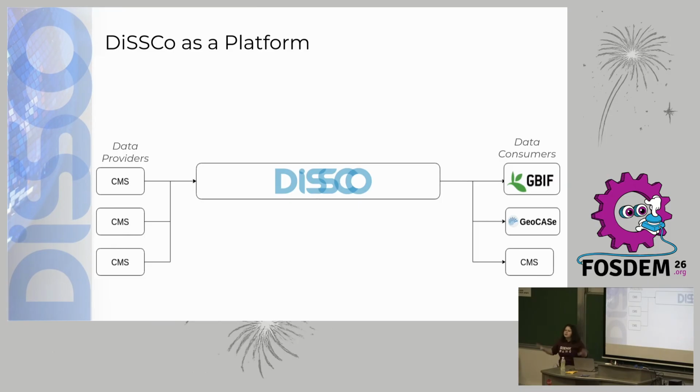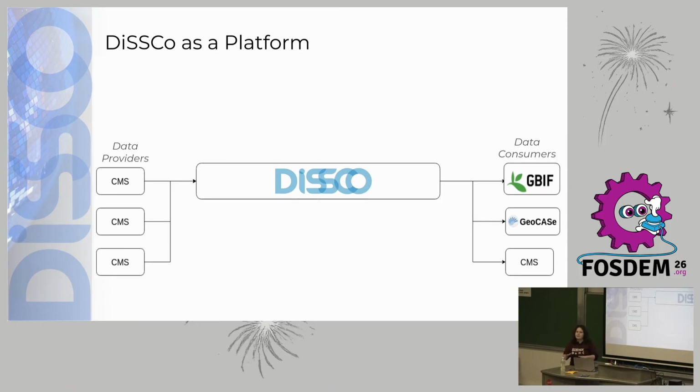So I'm going to talk a little bit about where DiSSCo fits into this biodiversity data landscape. I have my data providers, and that is CMS, which I realize is not a well-known acronym, but it stands for Collection Management System. So these are the digital systems that different institutions would store their data in. And then on the right there, we have data consumers.